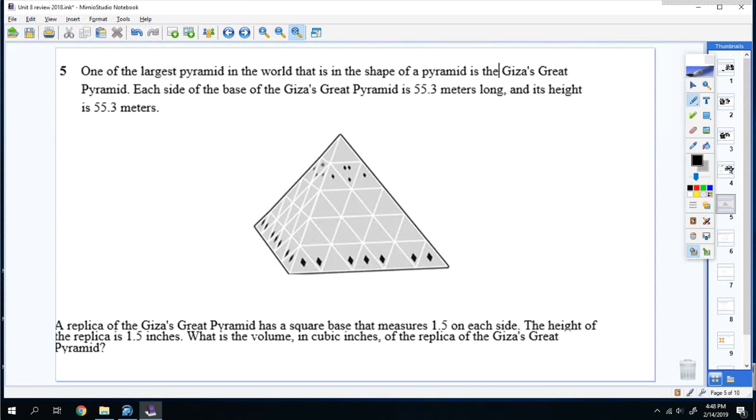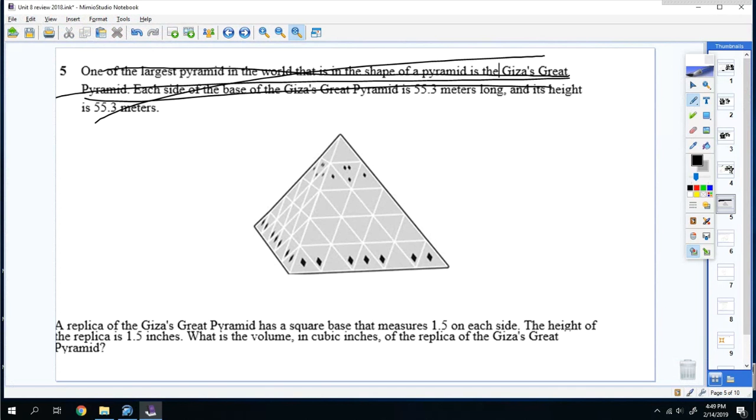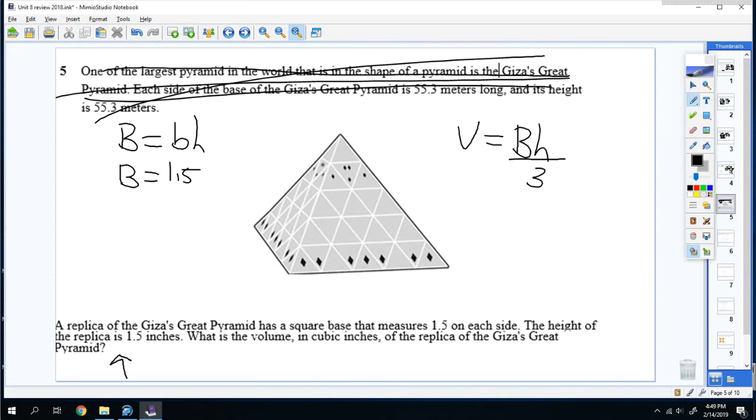Basically, what this just asked me to do is find the volume of the replica, meaning that this entire information up here, we don't need at all. The only thing we need is down here. So the base is a square, so it's going to be 1.5 by 1.5. The volume formula for a rectangular pyramid is V equals big B times H divided by 3, because it's a pyramid. And big B is just base times height because the base is a rectangle. So the base is 1.5 times 1.5, which is 2.25.